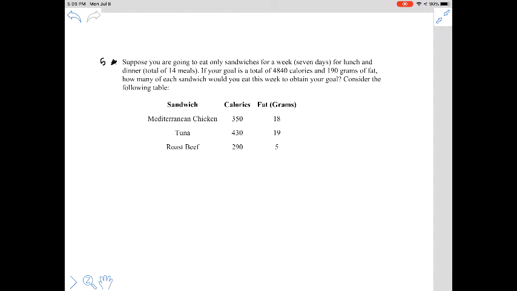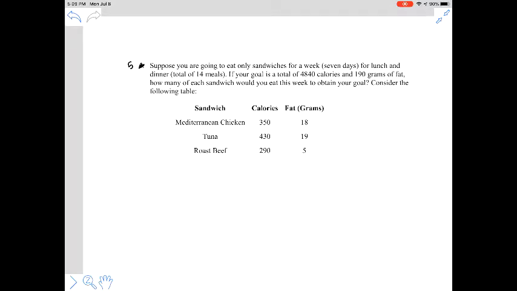Let me say x is the number of Mediterranean chicken sandwiches, y is the number of tuna sandwiches, and z is the number of roast beef sandwiches consumed in a week. You want this in the test. I mean, I'm supposed to present it that way. I've got to be precise. So x is the number of Mediterranean sandwiches, y is the number of tuna sandwiches, z is the number of roast beef sandwiches. It says right there at the very beginning, a total of 14 meals.